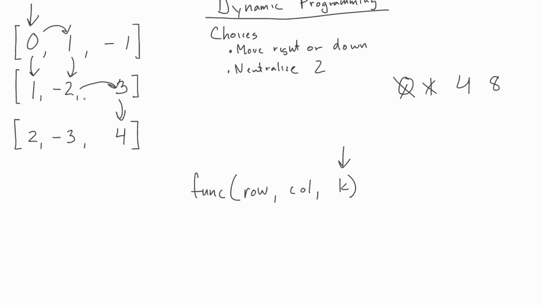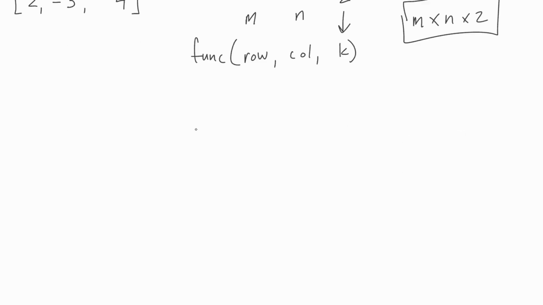And there are different cases, right? We could get to this negative 2 with 2 neutralizations. We could get to it with 1 or 0. So we're going to have to keep track of all 3 of these so that we can try every single combination of our state and find the best one. So here we're going to have m, this is going to be n, and then this is going to be 3. So our time complexity here will be m times n times 3 for this entire problem. Let's look at the choices that we have to make at each step.